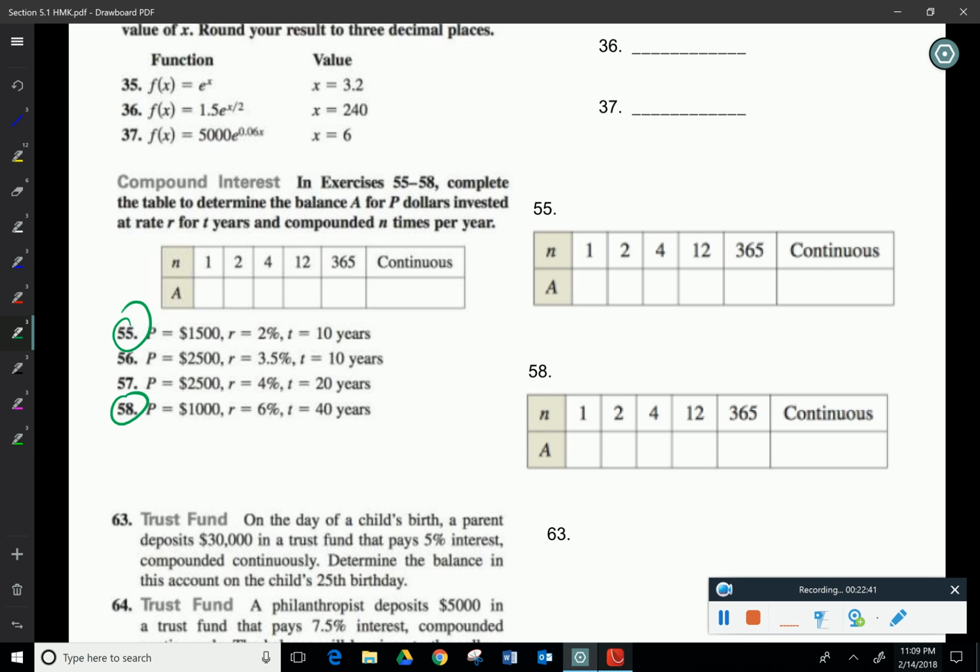Notice what they do when they want you to fill this in. They're saying find A. And basically, on 55, you want the principal to always be 1,500. You want the percentage rate to always be 2%. You want the time to always be 10. But they're saying, first do it when you let n equal 1, see what you get. Then let n equal 2, see what you get. Then let n equal 4, see what you get, and on out. The whole idea is they're trying to see if how many times it's being compounded is going to make much difference. And for now, don't worry about filling in this last box for continuous. Just fill in the number, use the calculator, and see what you get. So go ahead and pause, take a minute, and we'll come back.